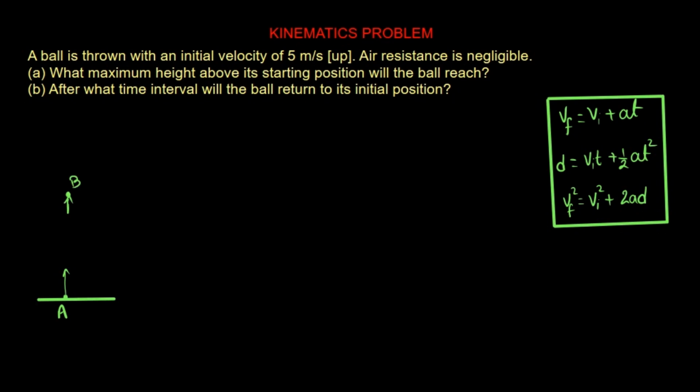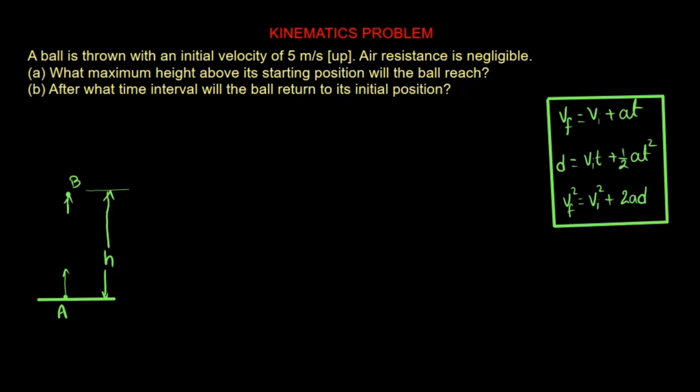The first part is asking about the maximum height that it's reaching, which is the height of point B. So we are trying to find this height, let's call it h. This is the first question. And the second question says the time after which it returns to its initial position.